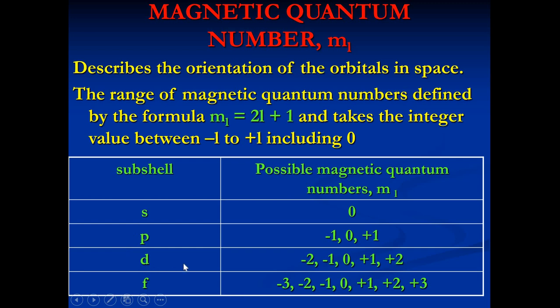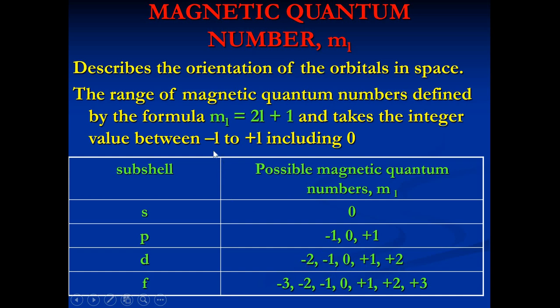Then when l is equal to 2, we have the d orbital. We also substitute our value of 2 here. The magnetic quantum number is equal to 2l plus 1, so your l is 2 for the d orbital. So we say 2 times 2, we have 4. Then 4 plus 1, we have 5. That is why we have 5 different values here.